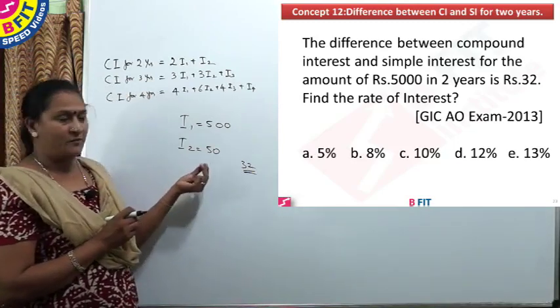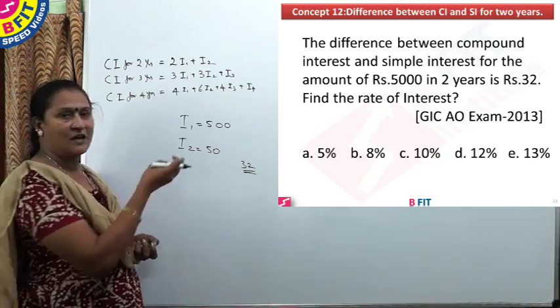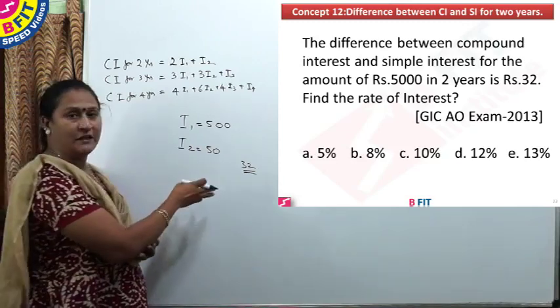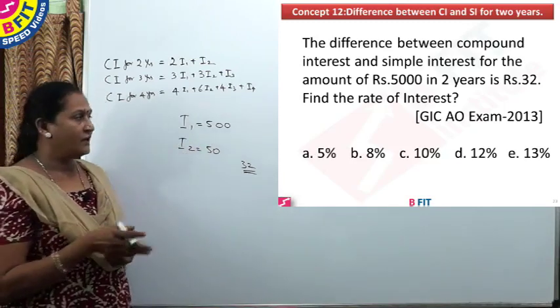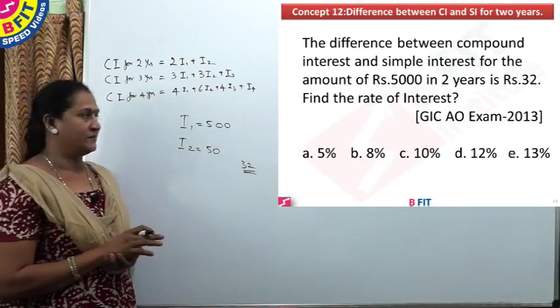So I2 for 10% is 50. If it is half, it can be 5%. So 32 is in between. So the option can be 8%. Now we'll cross check if 8% is the correct answer.